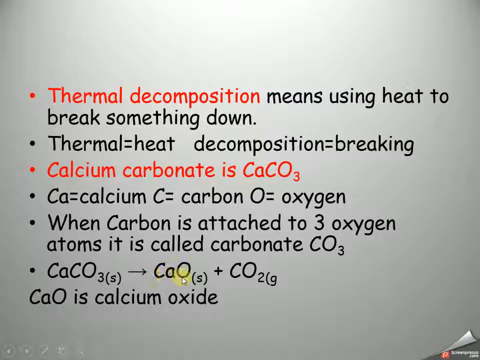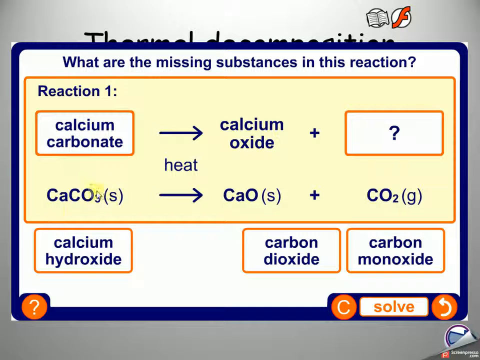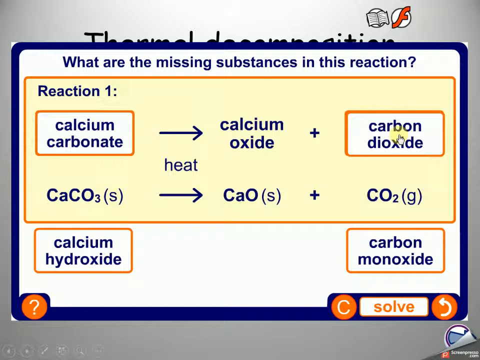Now, as you can see over here, what are the missing substances? This is going to be CaCO3. Which one of these is CaCO3? Pause the video. Have a go yourself. You're not pausing, are you? So, it's actually calcium carbonate. That's what that thing is. And CO2 is obviously carbon dioxide. And there you go. It gives you calcium oxide.